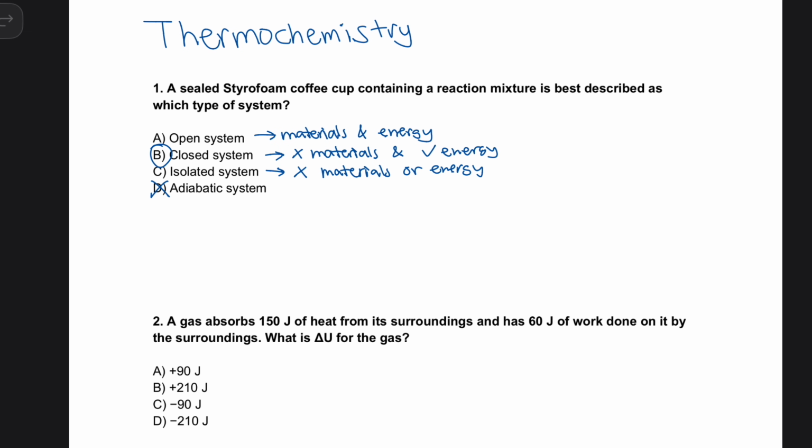Because it is sealed, it cannot exchange materials. If it were open, for example, and maybe some gases were released, it would be able to leave the system, and that would be an open system. But in this case, it's sealed, so it can't exchange materials, but it can exchange energy. And then an isolated system would be something like a bomb calorimeter, where energy cannot be exchanged with the surroundings. So this is a closed system.